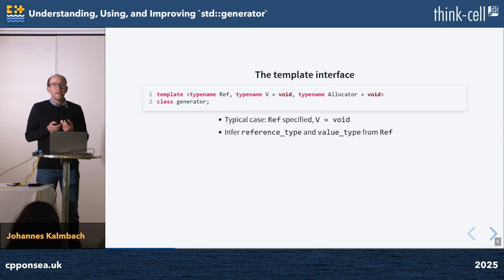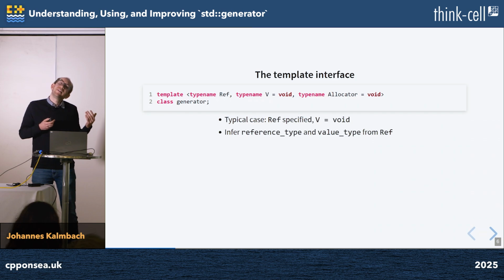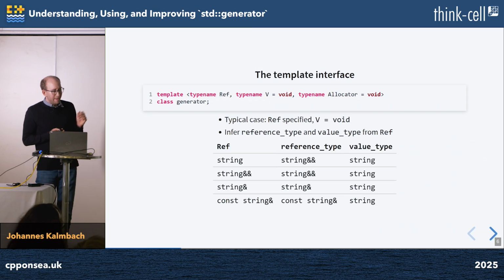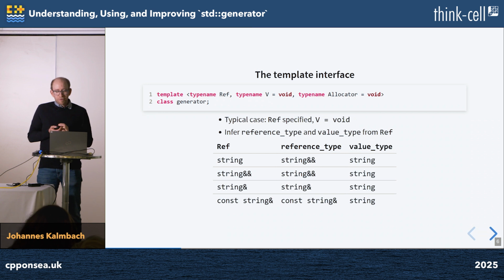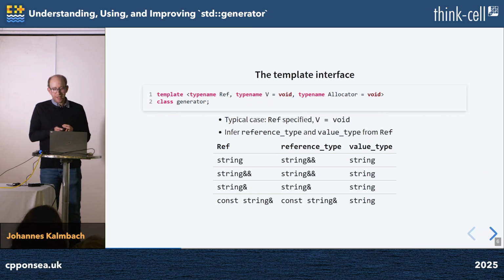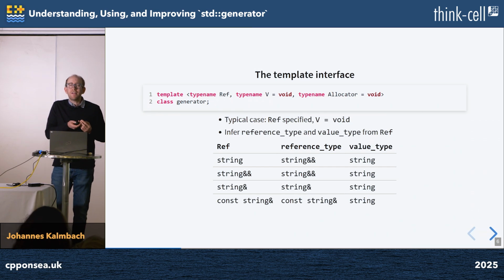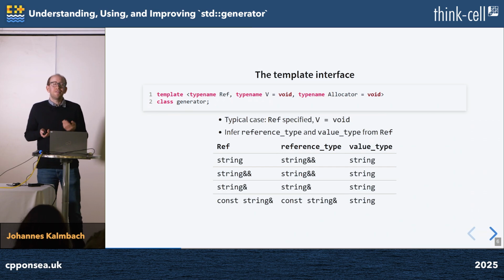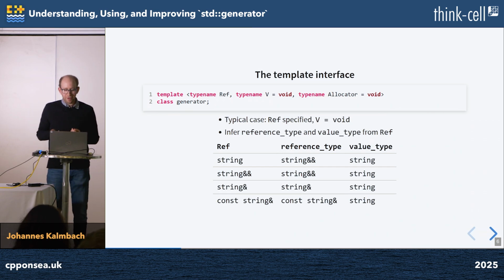In particular, the generator is a range, and ranges, in particular their iterators, have a value type and a reference type, and all those things are then inferred from this argument according to the following table by example. The last three lines are not really unexpected. If you specify a reference as the single template argument, then the reference type that your iterators will yield is exactly what you specified, and the value type is the thing that you get if you remove basically all the qualifiers from it.